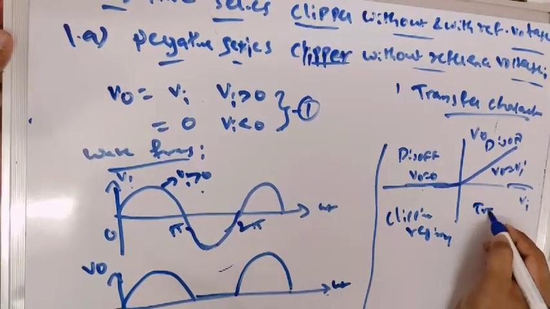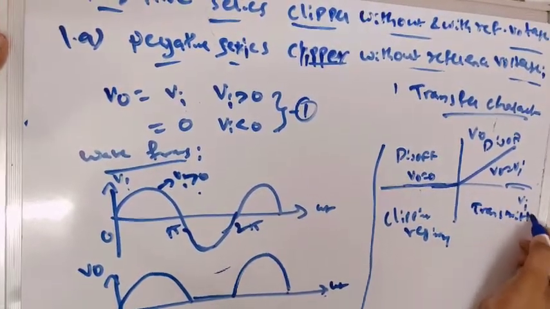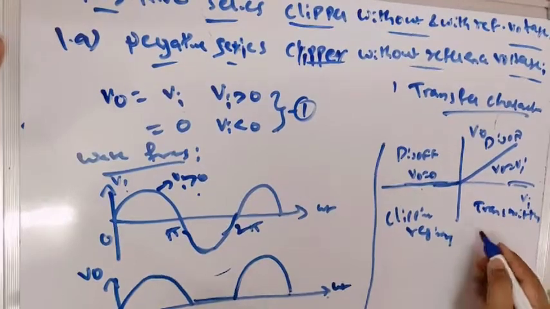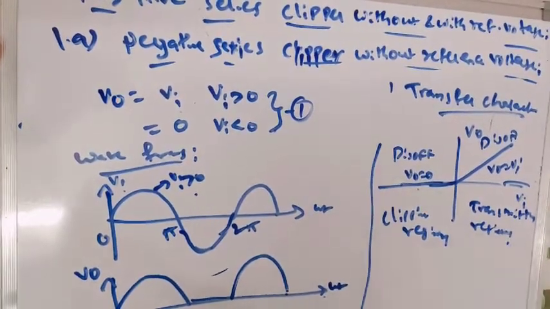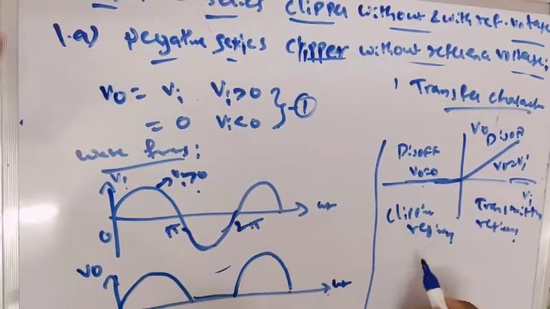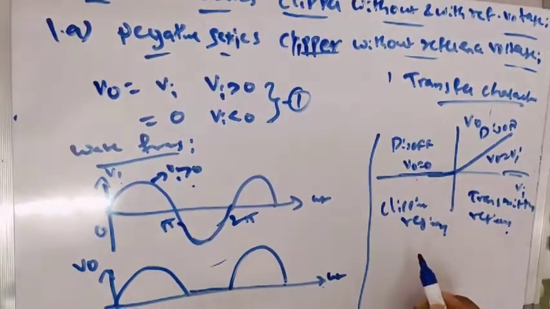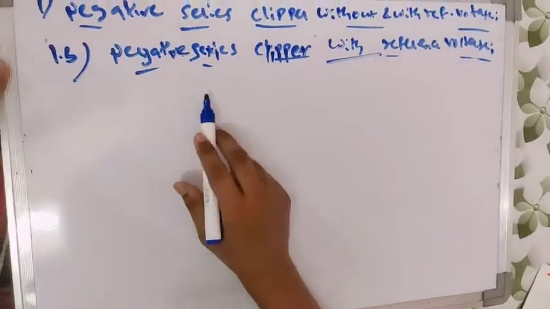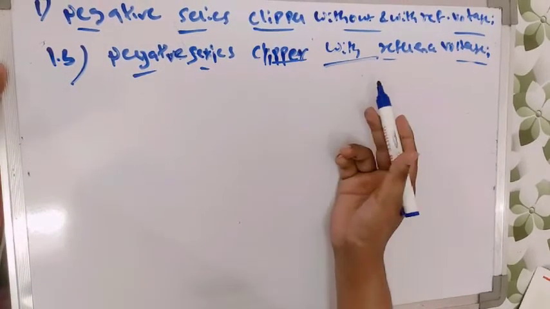Now this is called the transmitting region, in which the input signal is transmitted through the clipper circuit. So this is called the transmitting region. This is the transfer characteristics, the input versus output characteristics of a negative series clipper. So we discussed the negative series clipper without reference voltage.